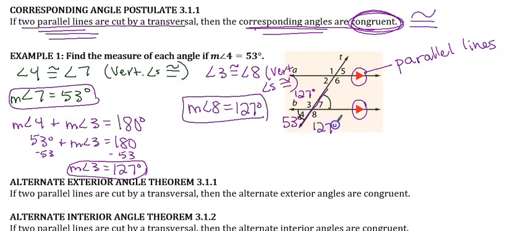So we're going to put 127 degrees here. I should have put 2 lines there. All right, so these two are congruent, and this one's 53. Whew. All right, so we were able to figure out the degree of all 4 of these angles from things we've already learned.